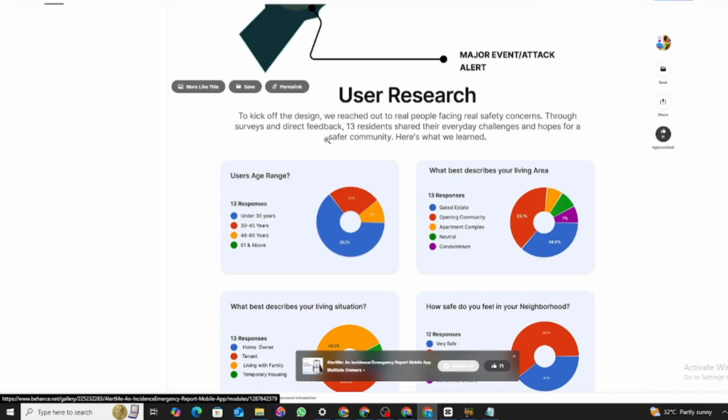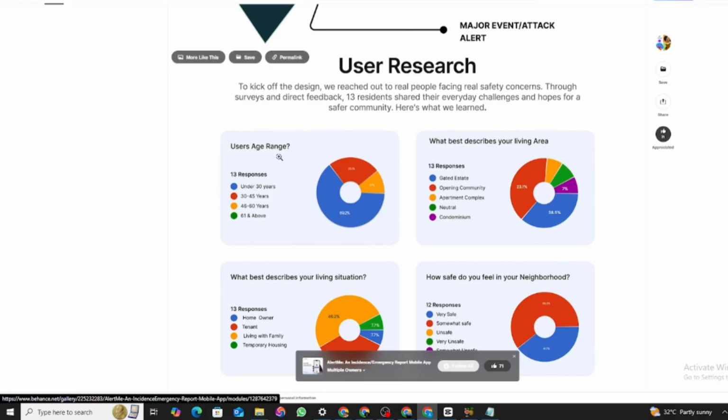We sent a survey to over 13 residents, and they shared their everyday challenges and hopes for a safer community. So this is what you are expected to do. You need to know the age range of the people who will be needing the product you are designing. The age range was under 30 years to 61. Then we had 13 responses here. You can use Google Forms to send out your research.